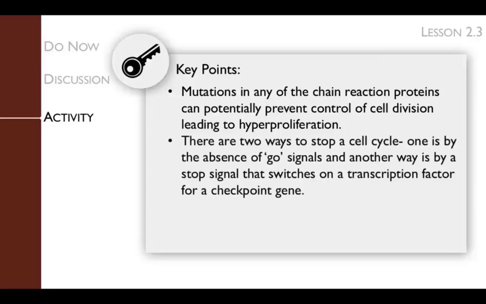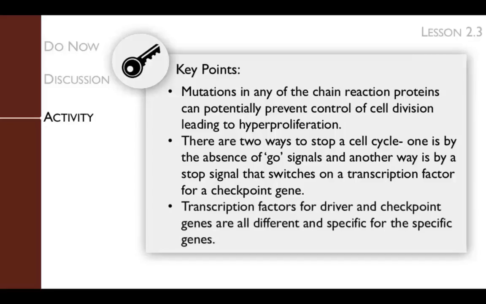There are two ways to stop a cell cycle. One is by the absence of go signals, and another way is by a stop signal that switches on a transcription factor for a checkpoint gene. Transcription factors for driver and checkpoint genes are all different and specific for specific genes.